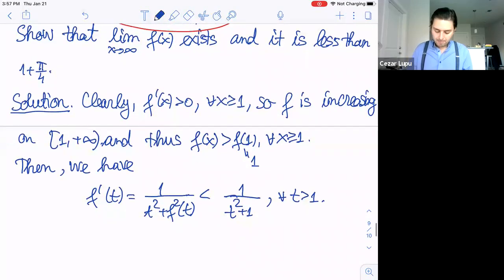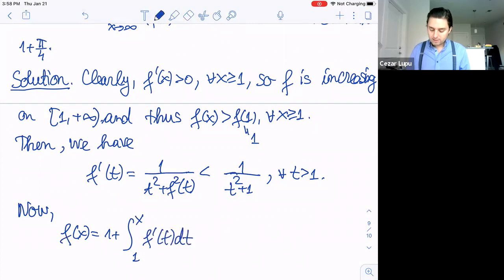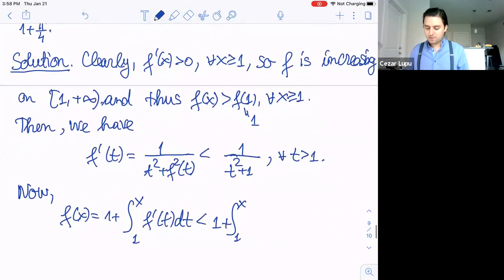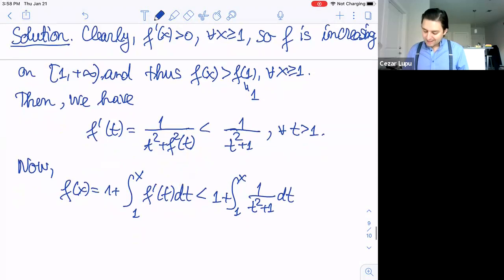And now we have that f of x is 1 plus the integral from 1 to x of f prime of t dt. So this will be less than 1 plus the integral from 1 to x of 1 over t squared plus 1 dt, since I know that f prime is less than this, so I'm going to use this inequality. And now let's be careful here. I'm going to avoid an improper integral, so I'm going to write it in this way.